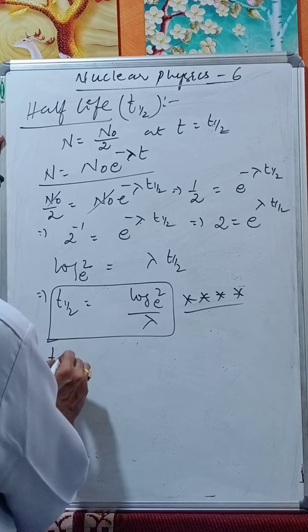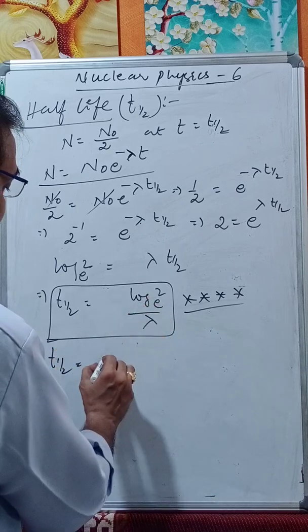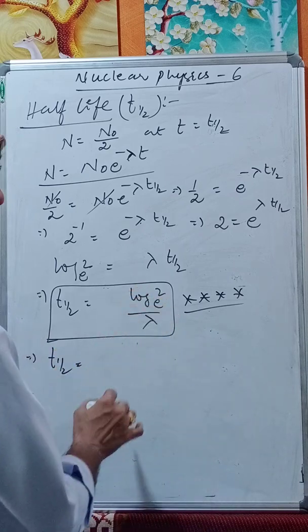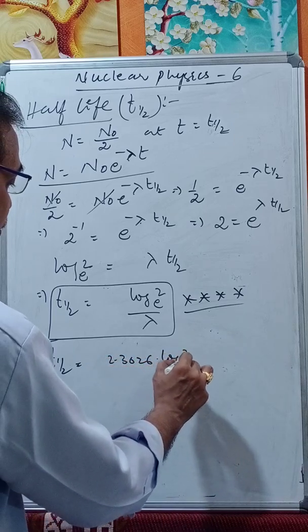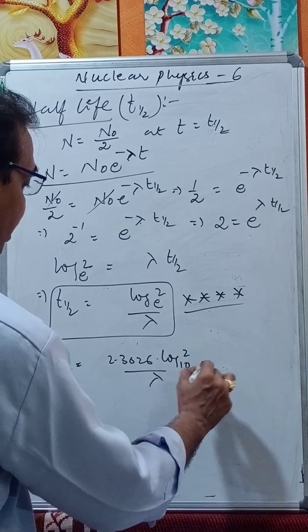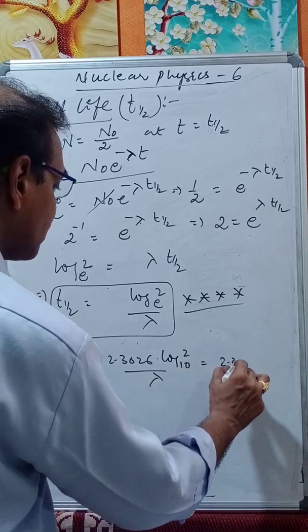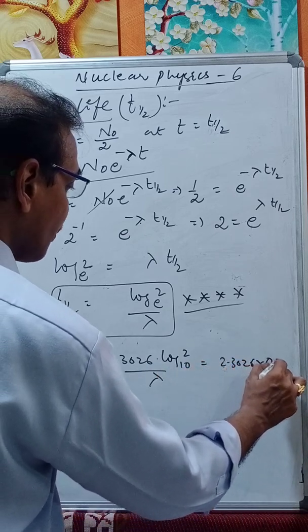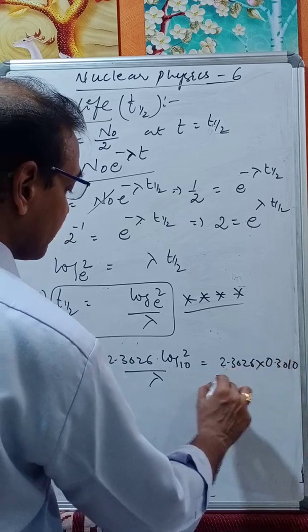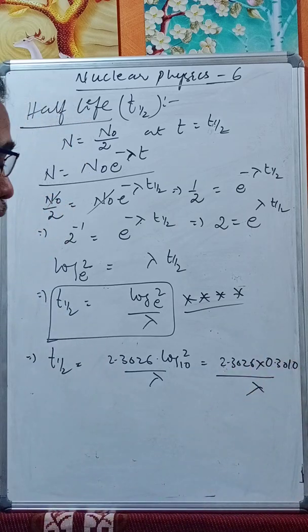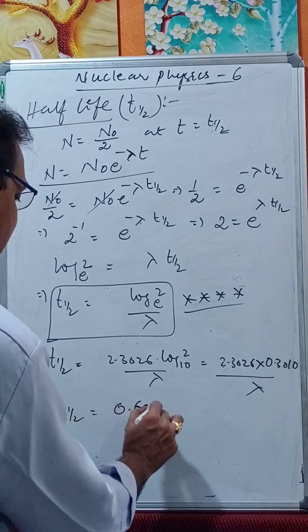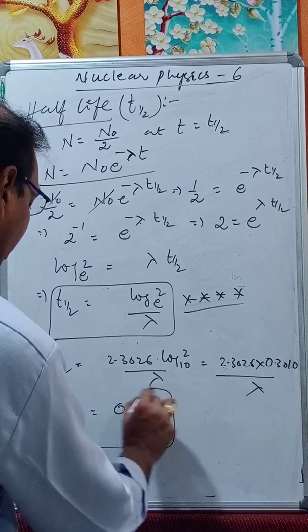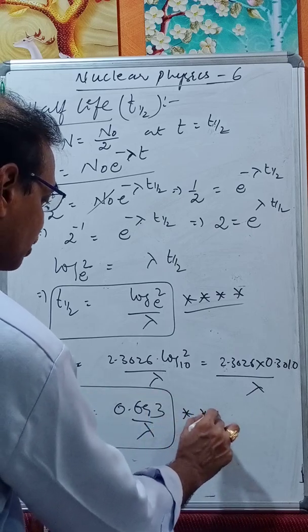To convert into base 10, multiply with 2.3026. T half is equal to 2.3026 log 2 to the base 10 by lambda, that is 2.3026 into 0.3010 by lambda. So log 2 to the base 10 is 0.3010. This implies T half is equal to 0.693 by lambda.